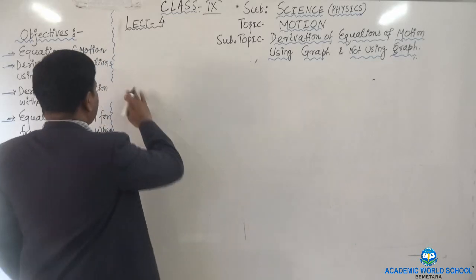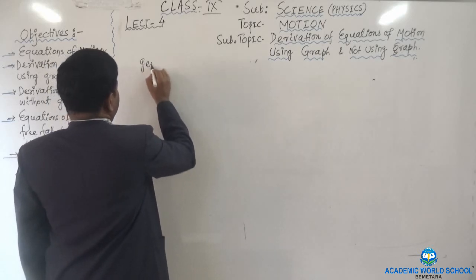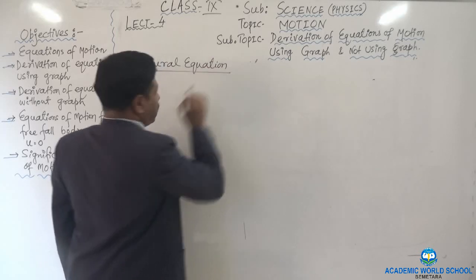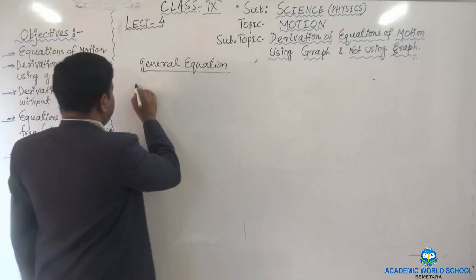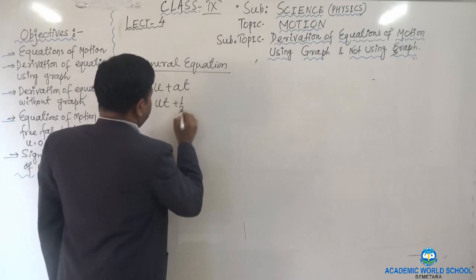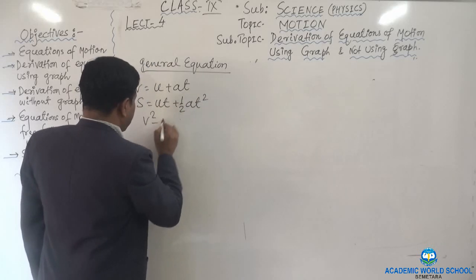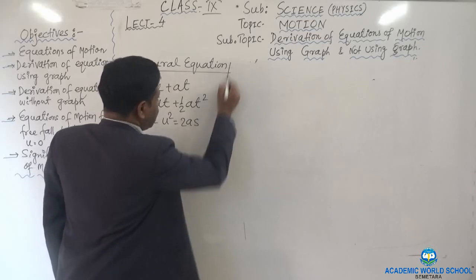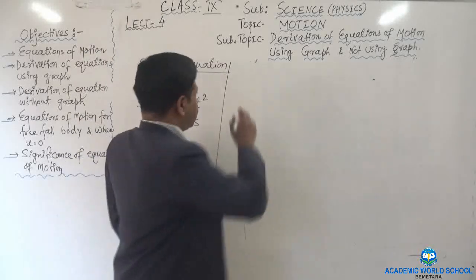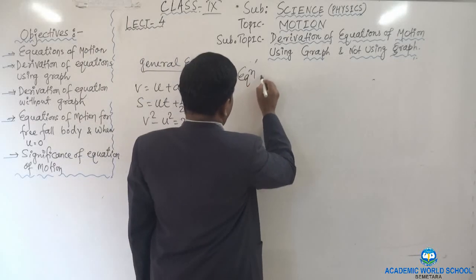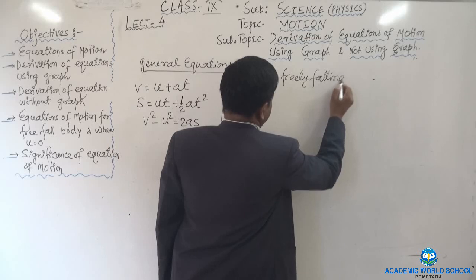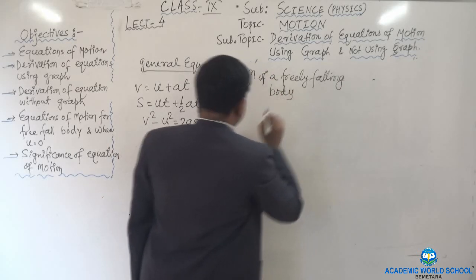Write down here your general equation. General equation means the equation of the motion along the straight line. That is v equal to u plus at, s equal to ut plus half at square, and the last one is v square minus u square equal to 2as. Right? Now what would be the equation of the motion when the body is falling freely? So you can write down the equations of a freely falling body.